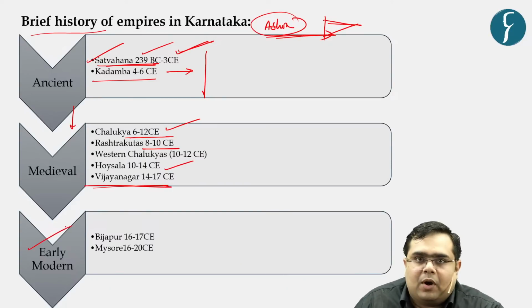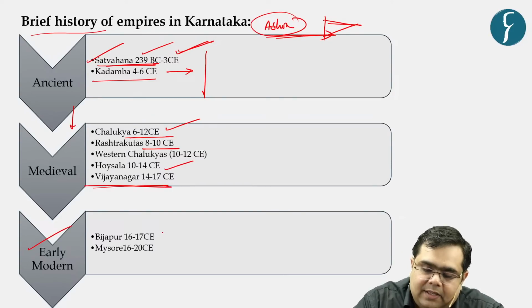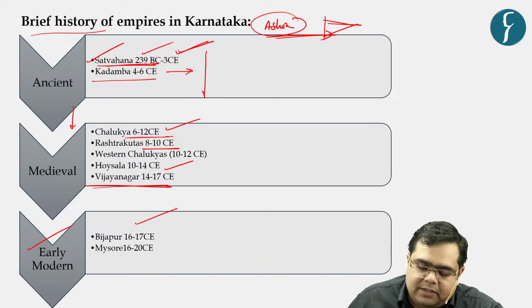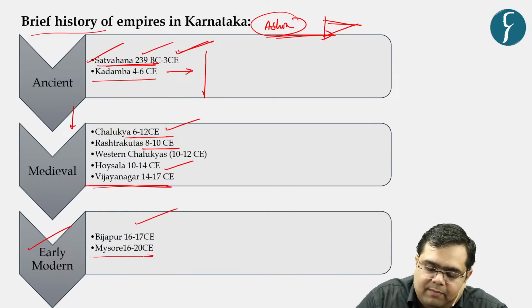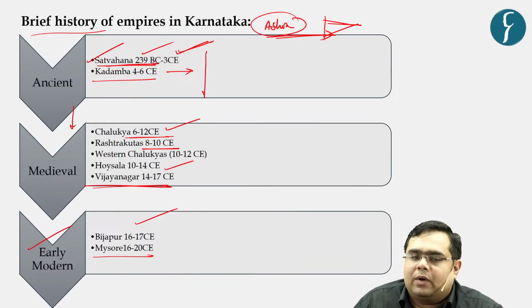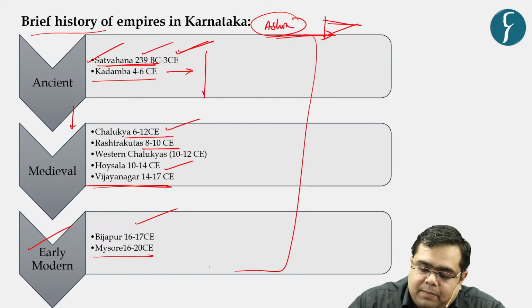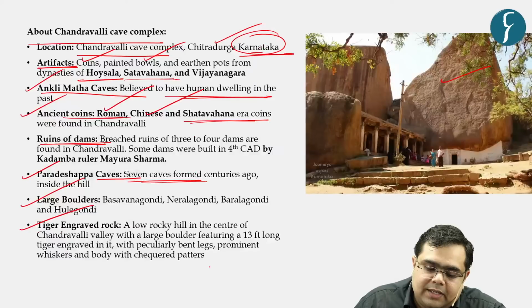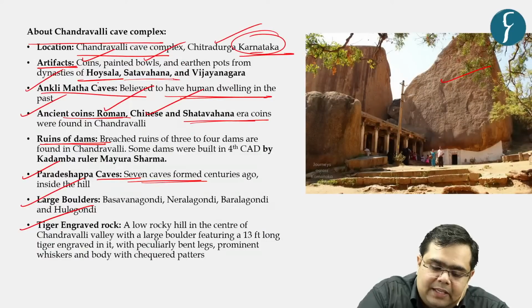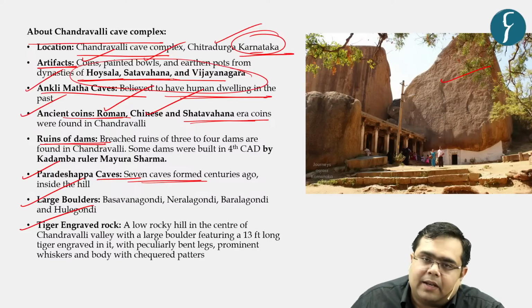And in the early modern period, the two dynasties that ruled the areas of Karnataka are Bijapur, that ruled in 16th to 17th century, and Kingdom of Mysore, that ruled from 16th to 20th century. Subsequently, this area again came under the company rule, and after independence, the state of Karnataka was established. Right. So this is a brief chronology, and why we have taken up time to establish this chronology is in these particular caves, artifacts from Hoysala, Satavahana and Vijayanagar kingdoms have been found.